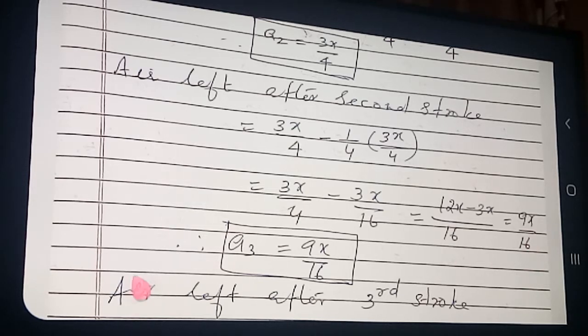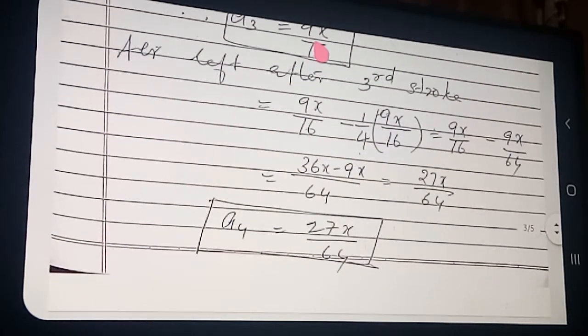Clear? So what is the third term? The third term you got as 9x by 16. Again air is removed. One more time we can find out the air left after the third stroke. See here, this much is remaining now. At present this much air is there. 1 by 4th part is removed, that is 1 by 4 of 9x by 16 we are removing.